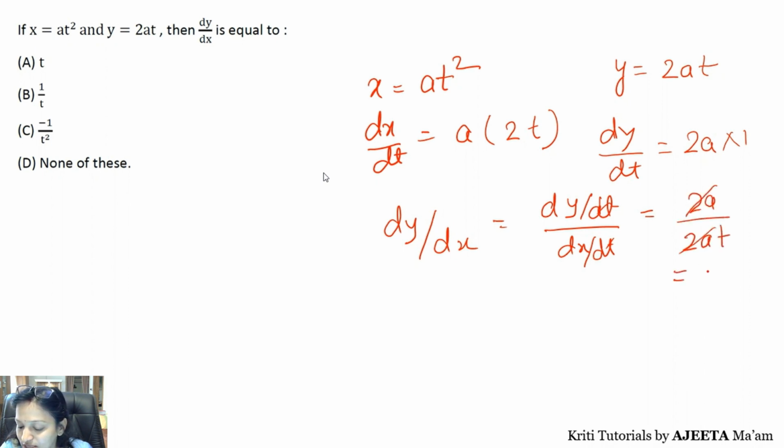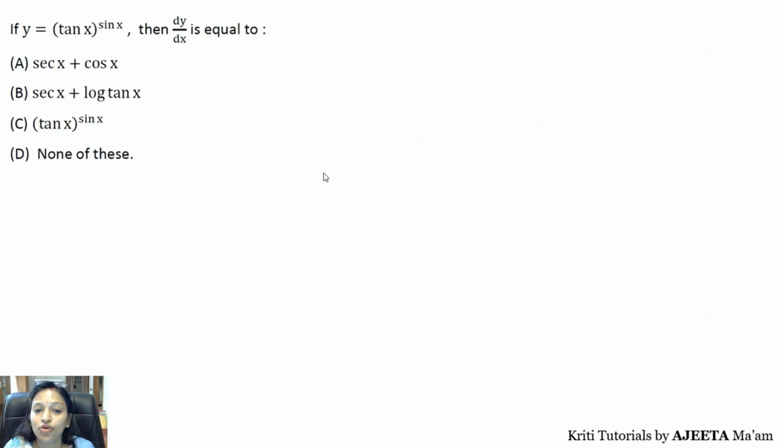2at. So what's the answer? 1 by t. That is option B is correct. Right? See, very easily within a fraction of seconds you can solve this. So the correct option is B, that is 1 by t. Correct? Now let's move on to the next.